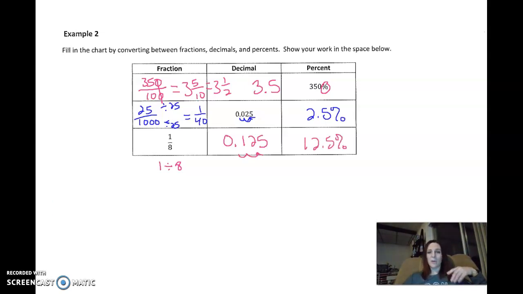I should show you real quick. This 350 right here. Remember, if I wanted to go from percent to decimal, I would take my decimal point and move it 2 to the left, which is why it's 3.5. Works that way as well. Okay, so this is kind of similar to what you're doing on your homework.